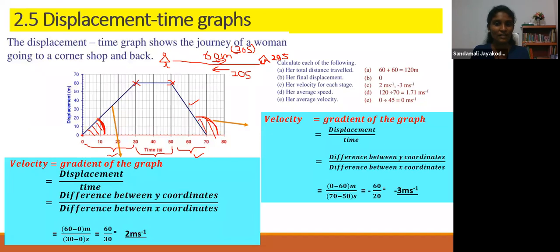When we look at the graph, we will get a larger angle here, but here it's a smaller angle. So when we calculate the gradient of this graph, we will get answers like this. Velocity equals the gradient of the graph. When we are given a graph like this, we can't just put velocity equals displacement divided.